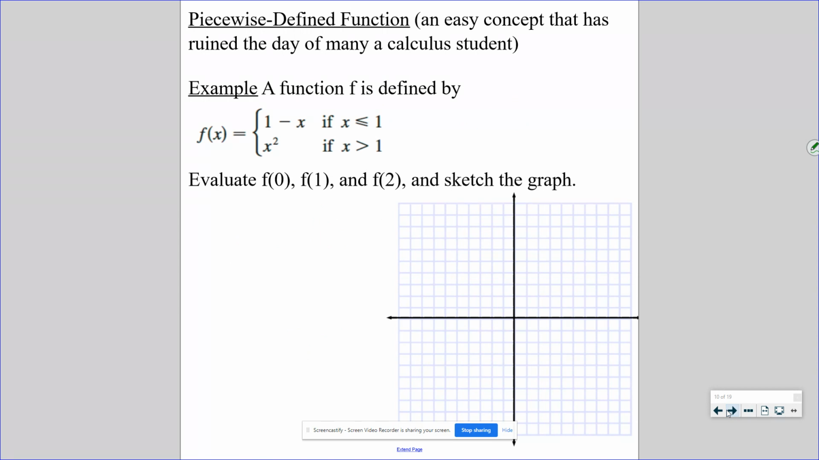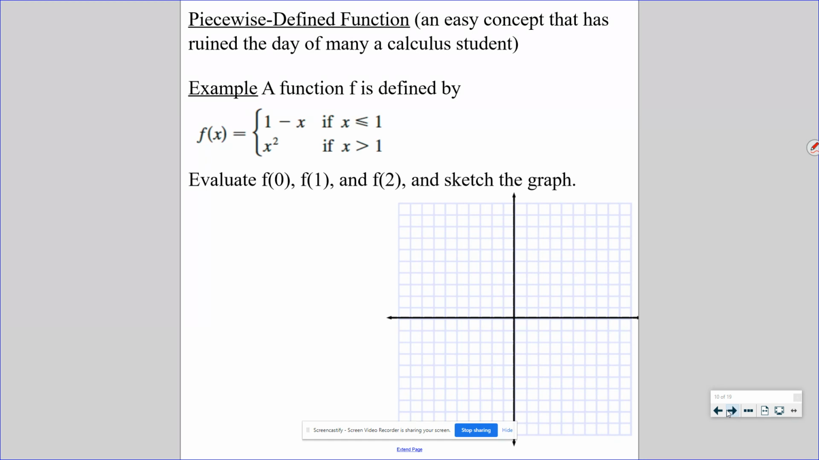Okay, the next thing up is a piecewise function. So this is, I describe it as an easy concept that has ruined the day of many a calculus student. For some reason, people get really freaked out by piecewise functions. Really, they're not all bad. I am going to review with you how to graph one, and then we'll go back and evaluate the points.